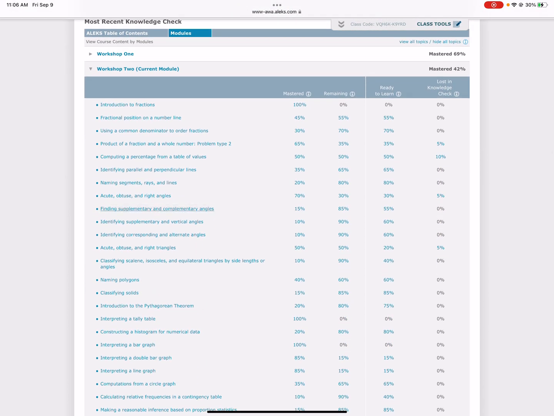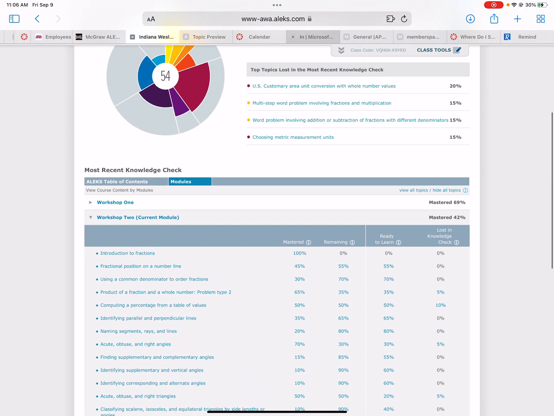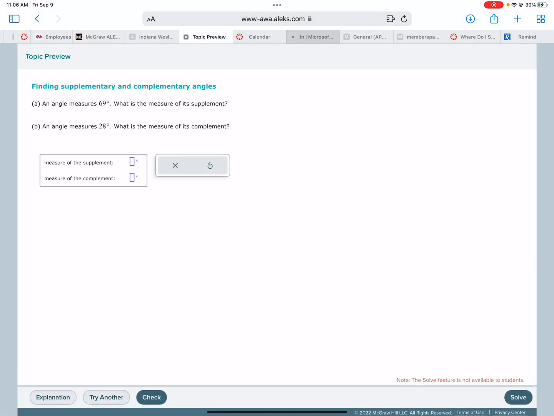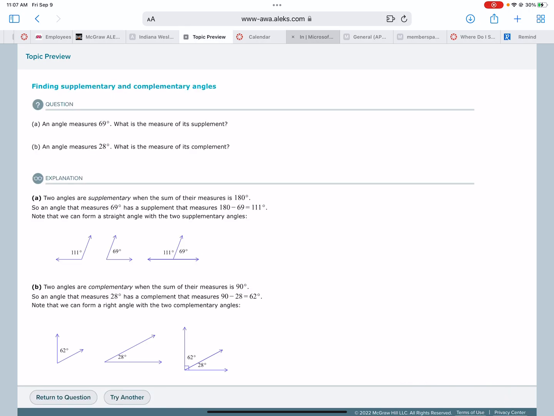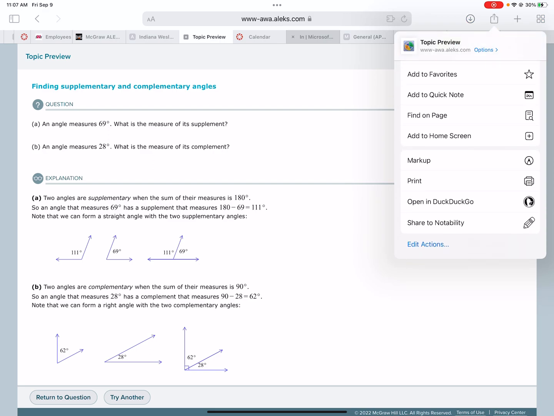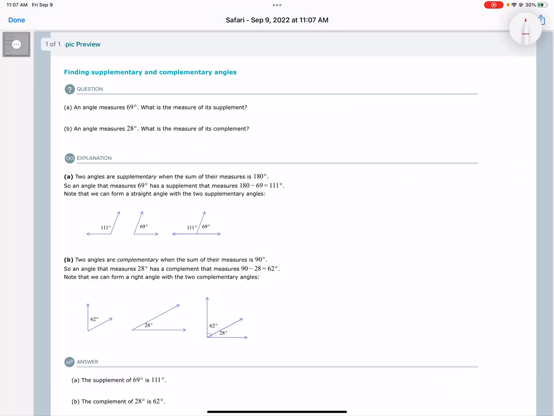Complementary and supplementary angles. Complementary angles are two angles whose sum is equal to 90 degrees, and supplementary angles are where their sum is equal to 180 degrees. So for the first example, it says I have an angle of 69 degrees. What's the measure of its supplement? I know if they're supplementary that they form what is called a linear pair. A linear pair means that basically two angles make a line.